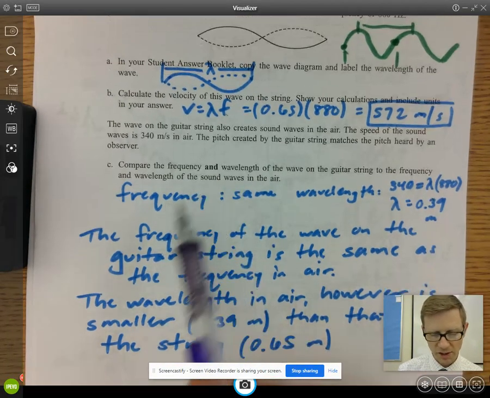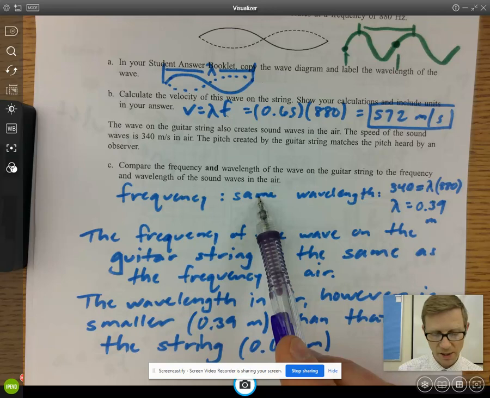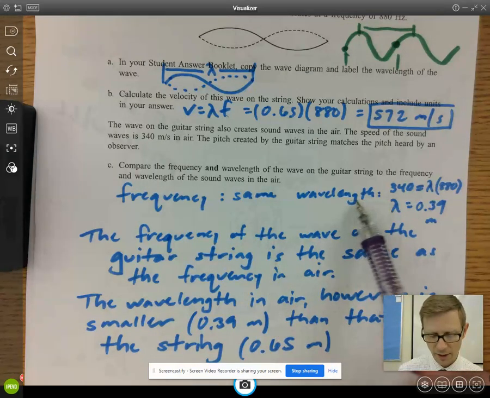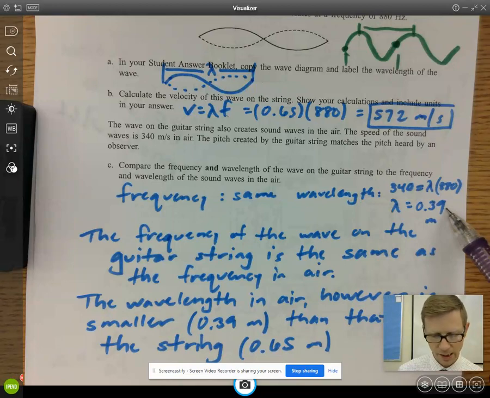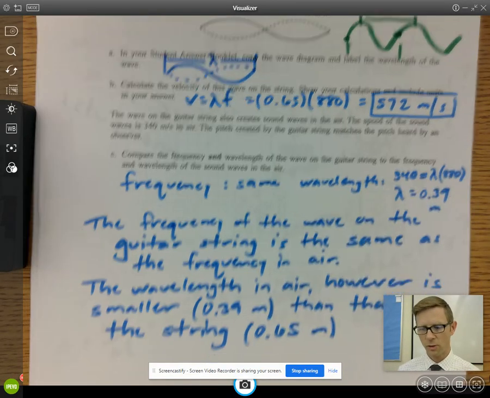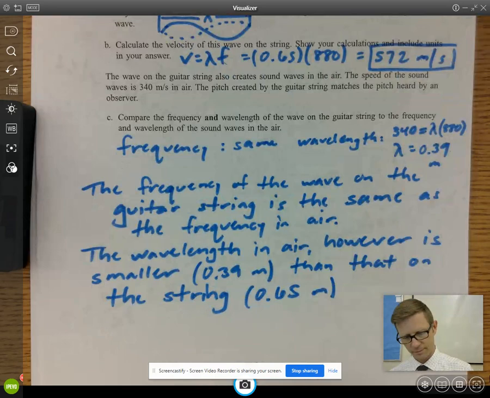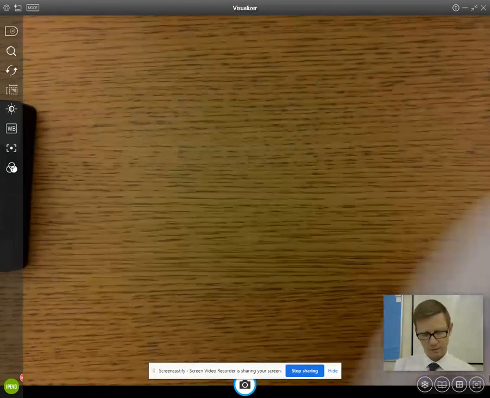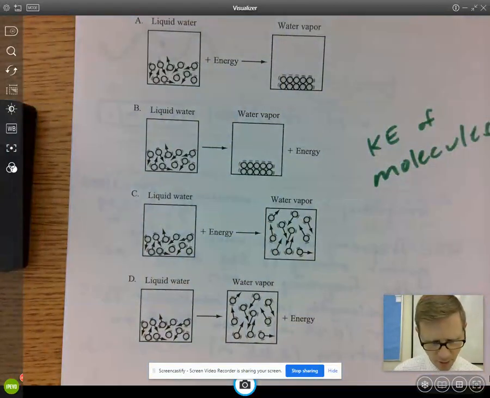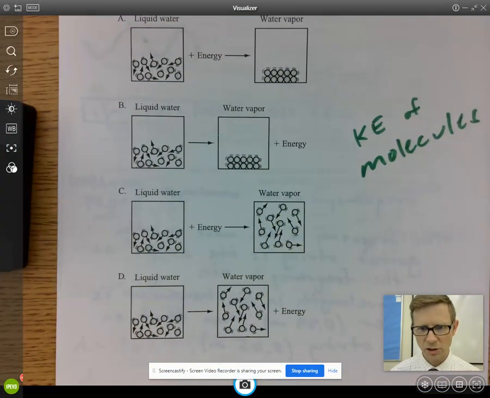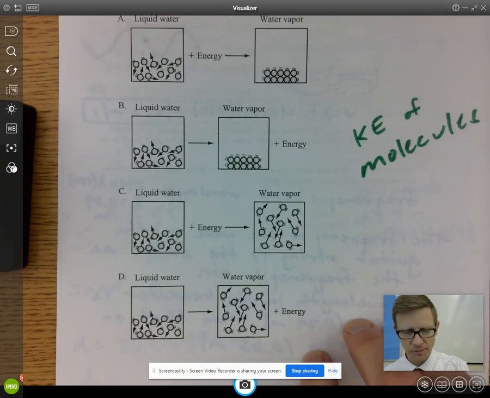The frequencies are the same. They told us that because the pitches are the same. The wavelength is different. There it is, 0.39. Here's my explanation for the answer. Kinetic energy of molecules. The one that relates in part C shows that I added energy and I got more kinetic energy of molecules.